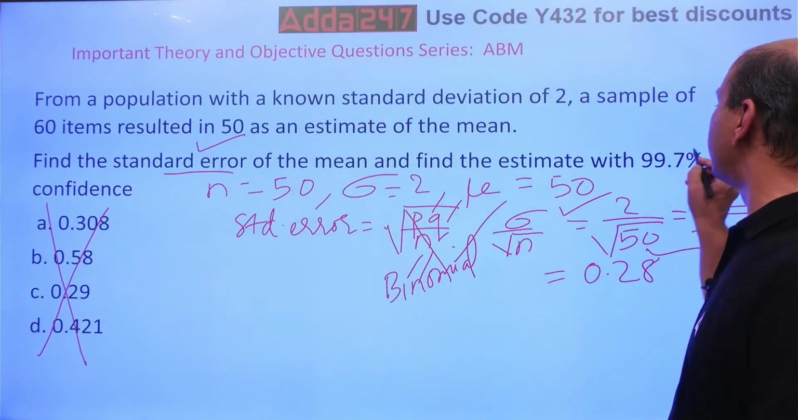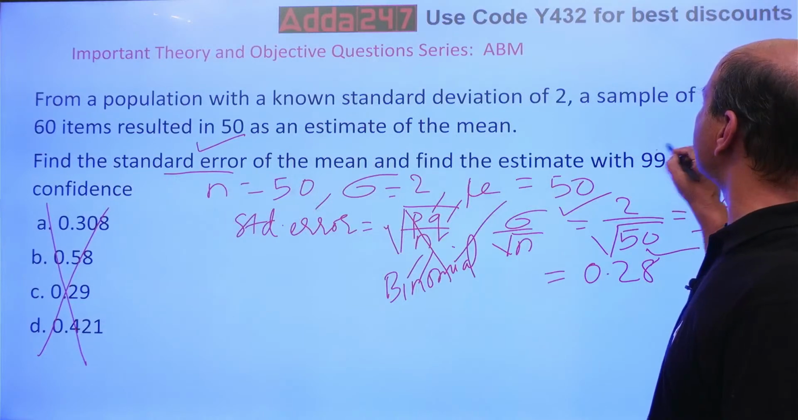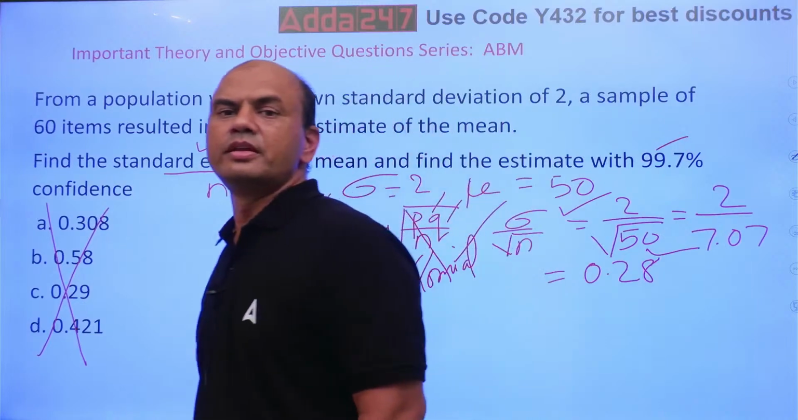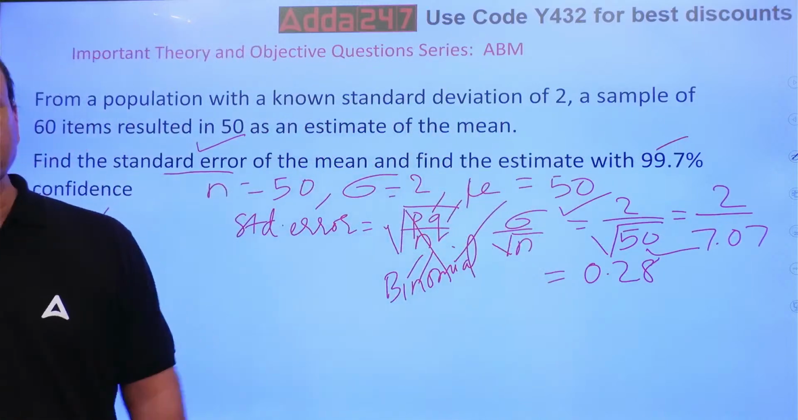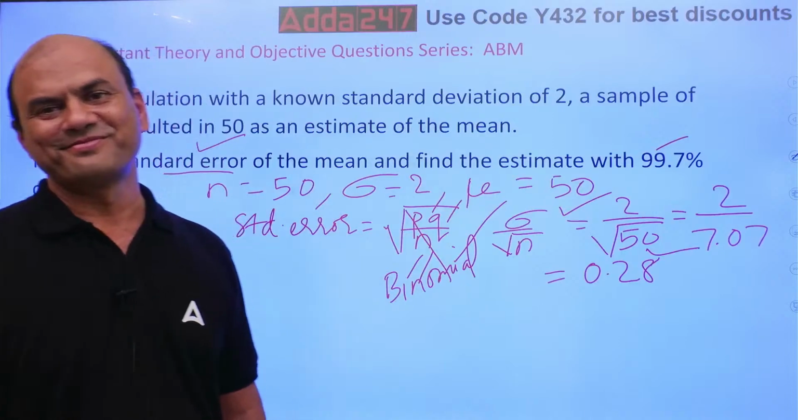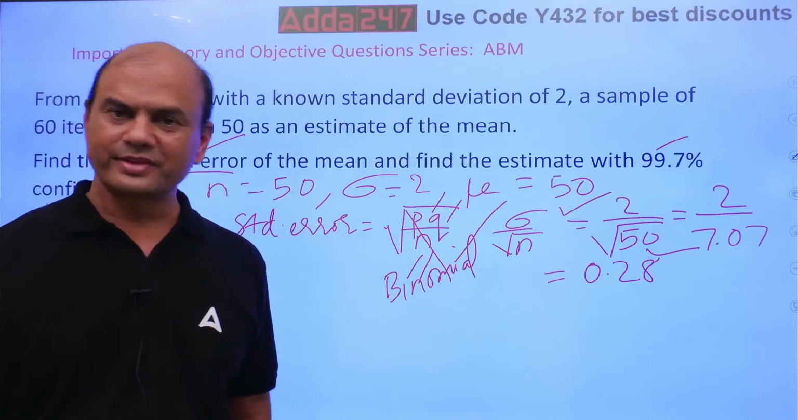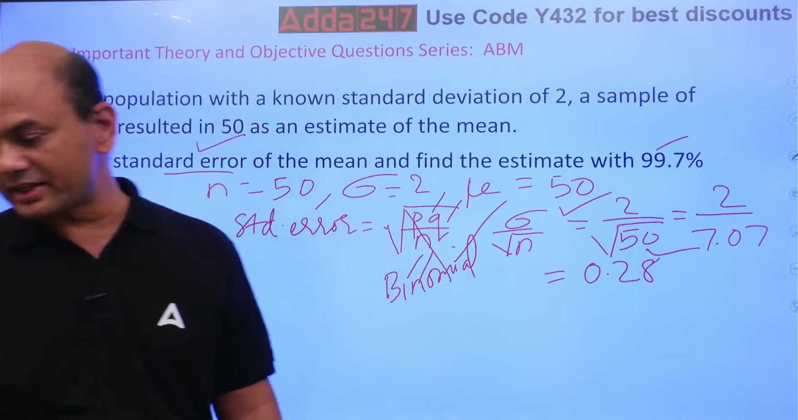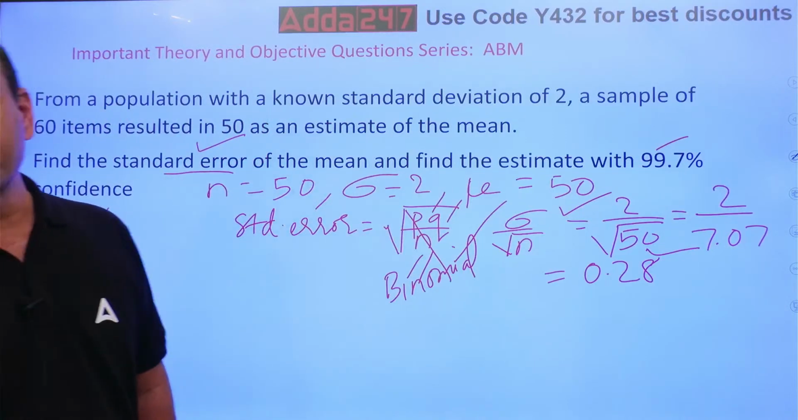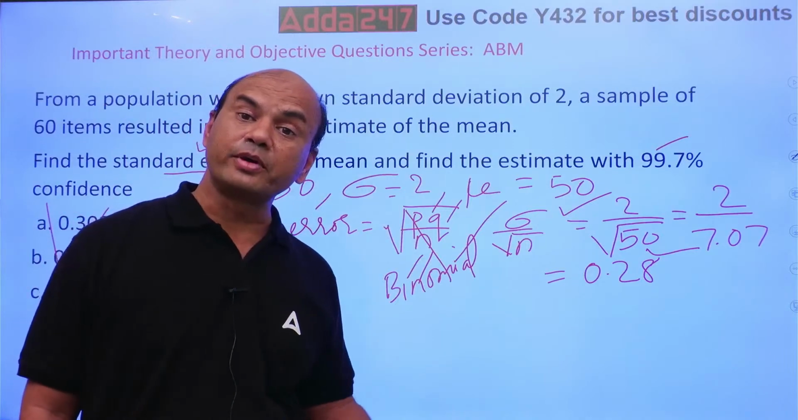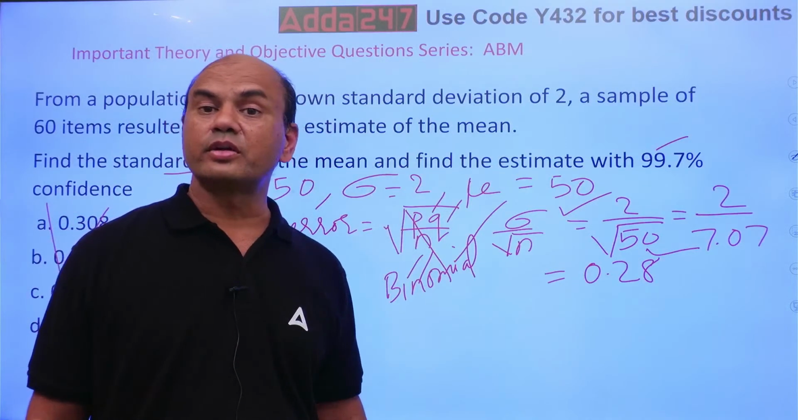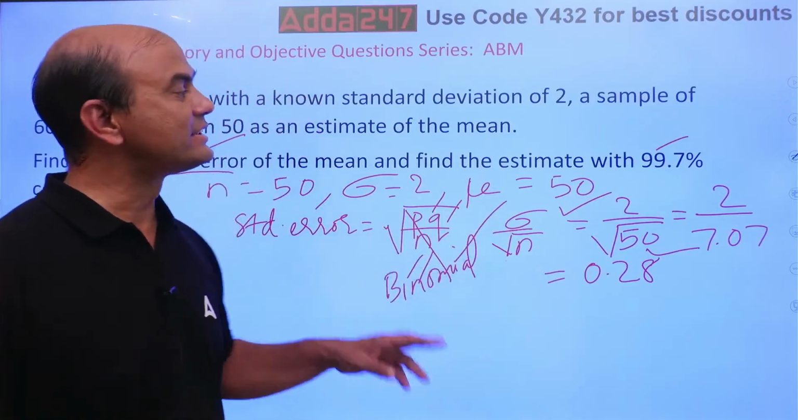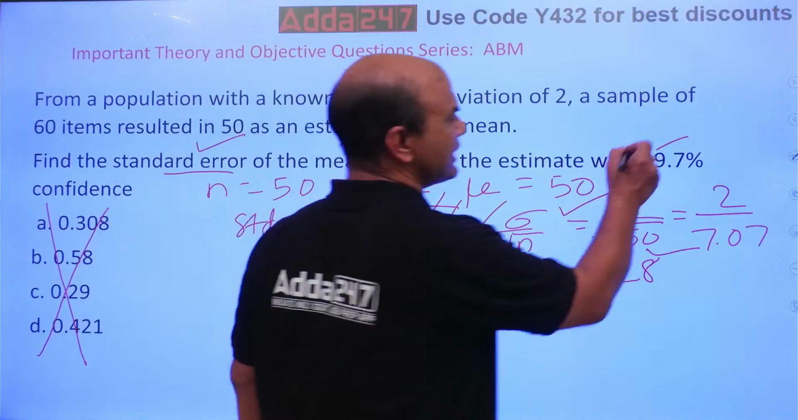Find the estimate with 99.7% confidence. 99.7 means how many standard errors? 68 was 1, actually 68.3. It's not 68, 68.3 is 1. Second is 95.5. Third is 99.7, which is 3. So here you will require 3 standard errors.